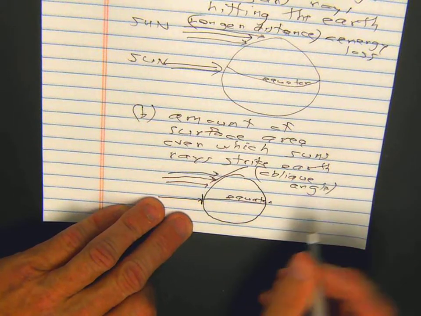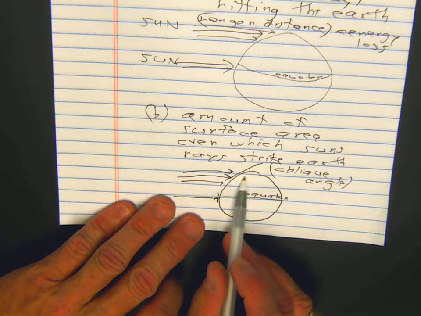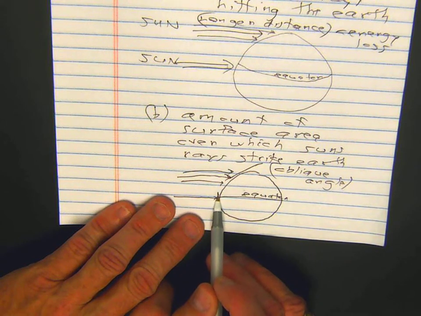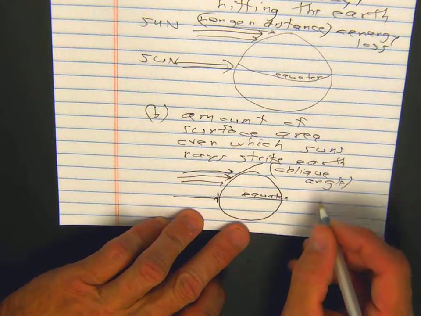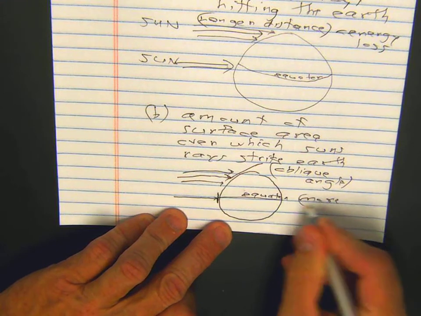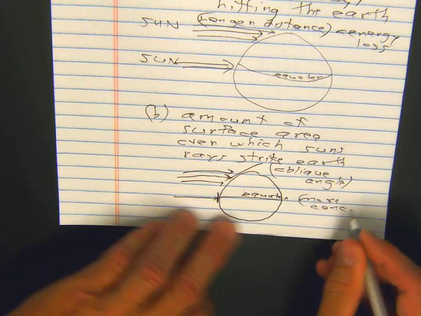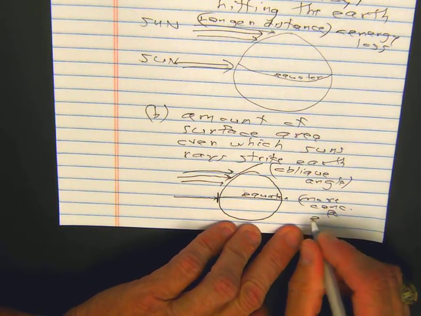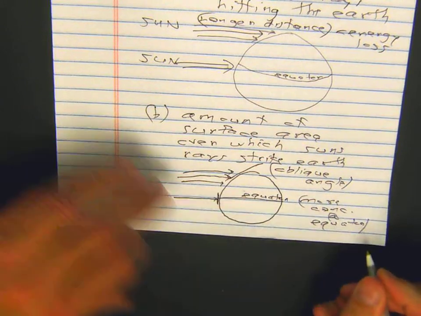All right, which all that means is that the sun is spread out more over a larger landmass, a larger surface area, than right here near the equator. It's much more concentrated. So I'll just say more concentrated at the equator. So that's the second factor.